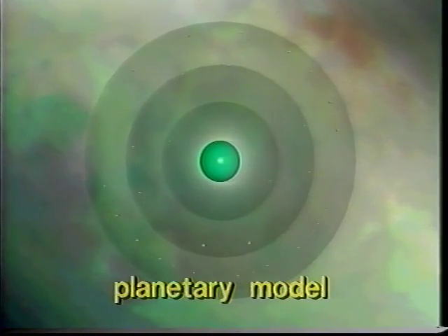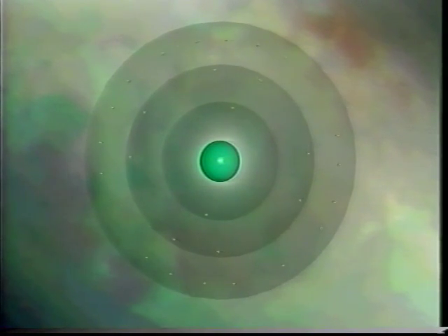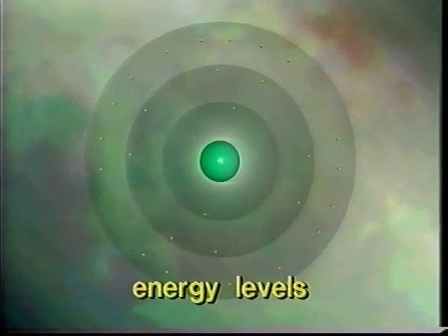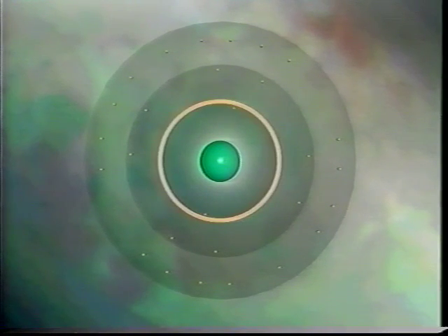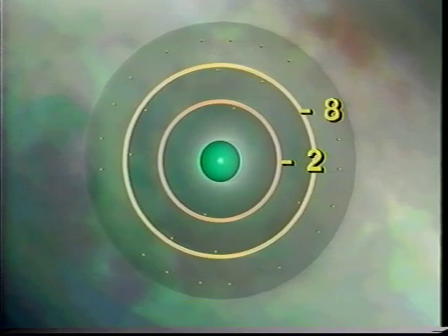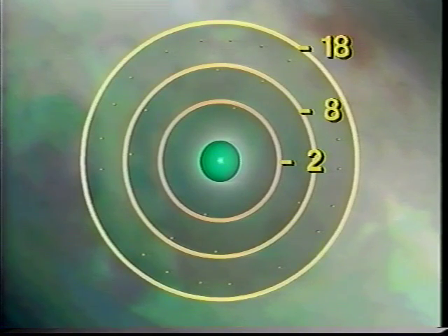It's now thought that electrons move about the nucleus in 3-dimensional regions called energy levels. Electrons closest to the nucleus have less energy. Those farther away have more energy. Each energy level can only hold a certain number of electrons. The first can hold 2, the second 8, and the third 18.